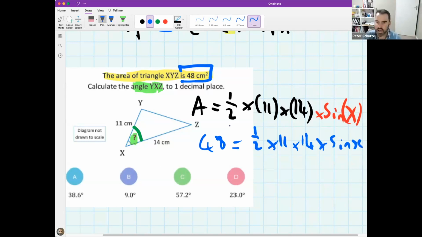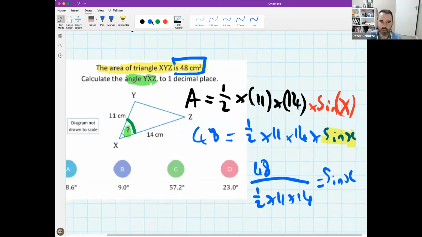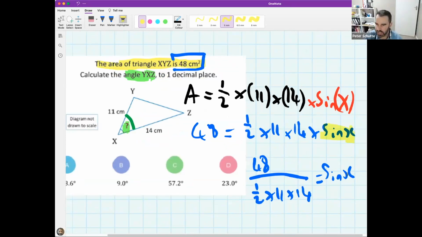Okay, well now I need to get the sine of X by itself. And the way we get it by itself is we just move everything across. So on the bottom, I'm going to have 1/2 times 11 times 14 equals sine X. But now I still haven't got the X yet. What's my final step to get that X? Just the X by itself. What do I need to do?